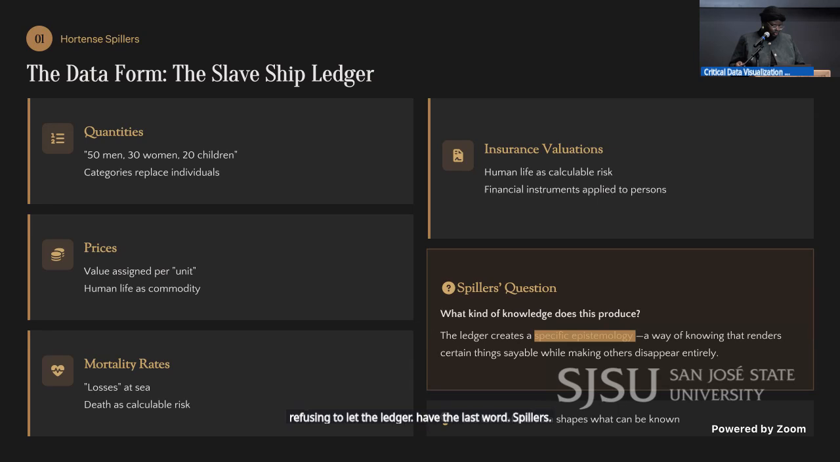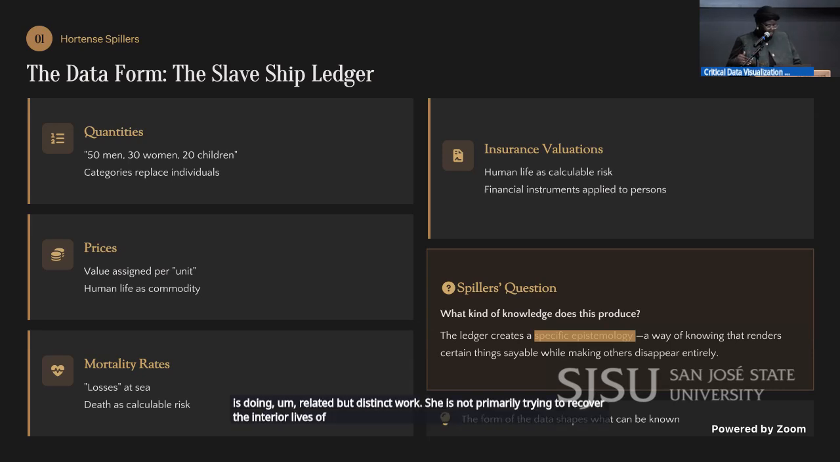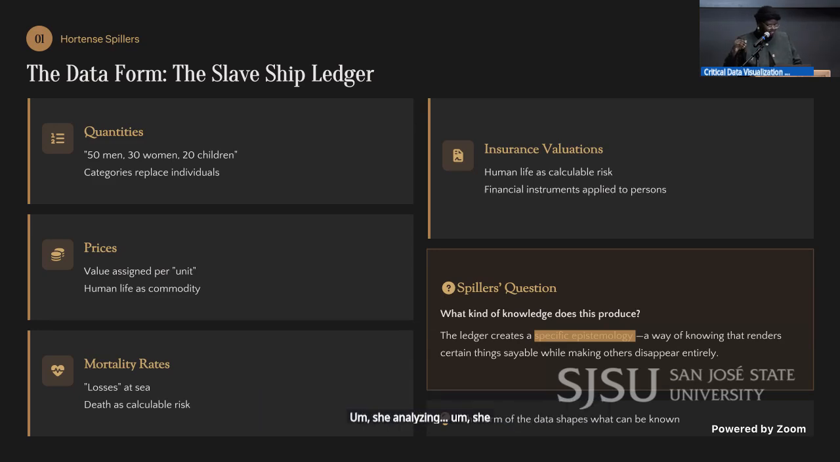Spillers is doing related but distinct work. She is not primarily trying to recover the interior lives of the enslaved, though she honors that project. She is analyzing the structure of the ledger itself. How does it work? What does it assume? What kind of world does it make possible?